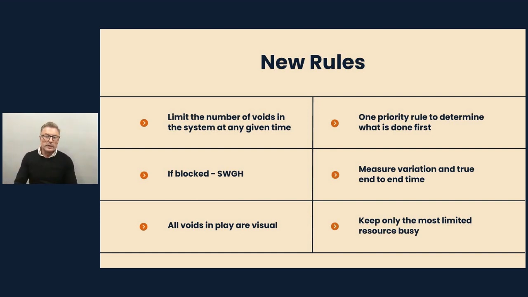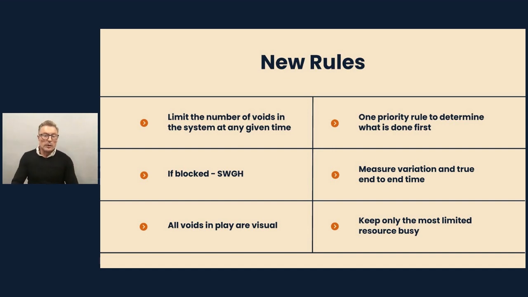One priority rule to determine which void goes first. Make sure your measures are based on variation and true end-to-end time and related to purpose. And the only resource that you should be keeping busy all the time is your most limited resource. So typically we find this is electricians.